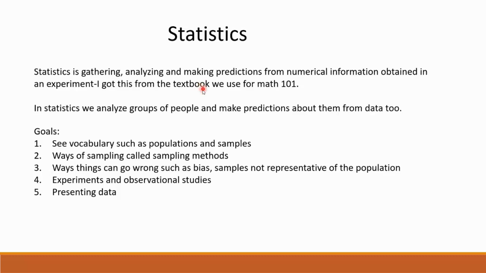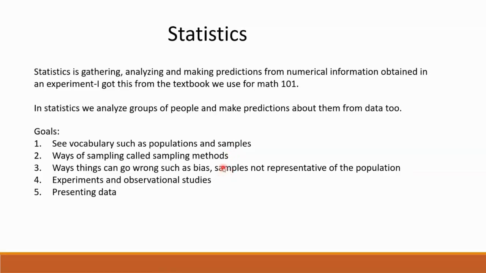Okay. So basically in chapter 10, we're going to learn new vocabulary regarding statistics, like what populations and what samples are. We're going to see ways of actually forming these samples. That's what sampling methods are. Things can go wrong, though, when you're making a sample. Namely, what can happen is you could have what's called bias.